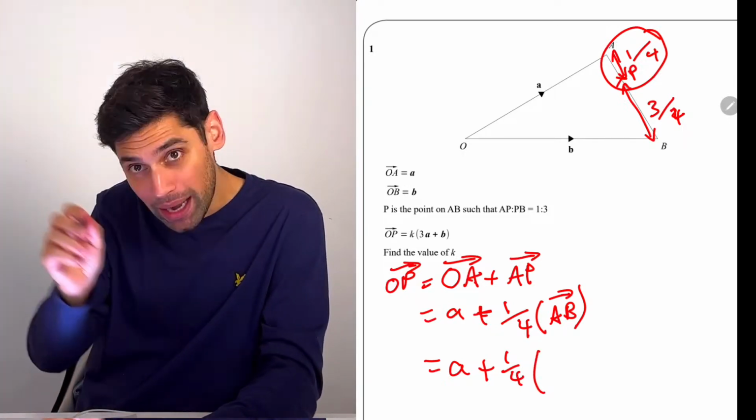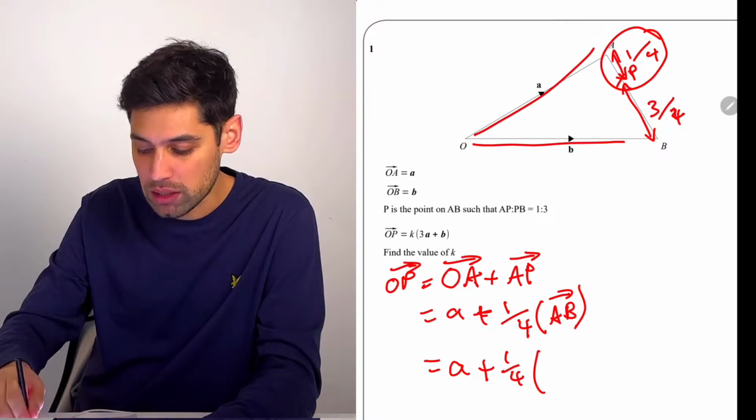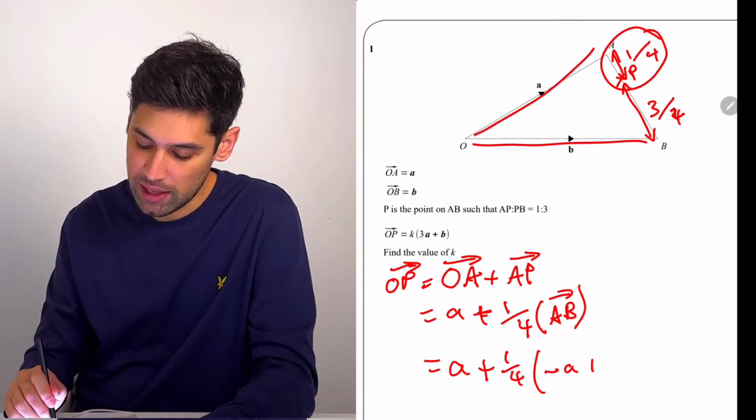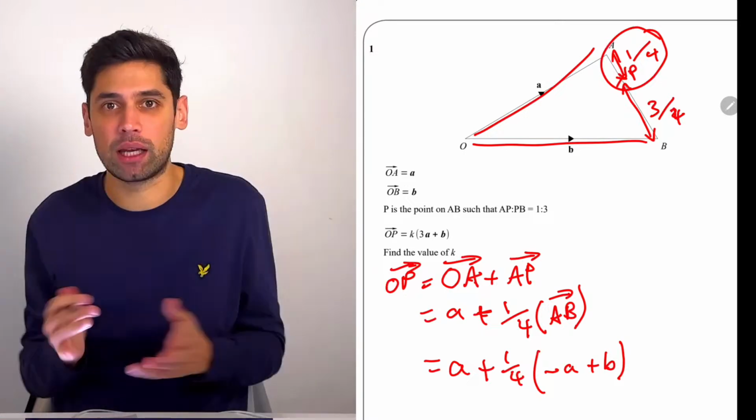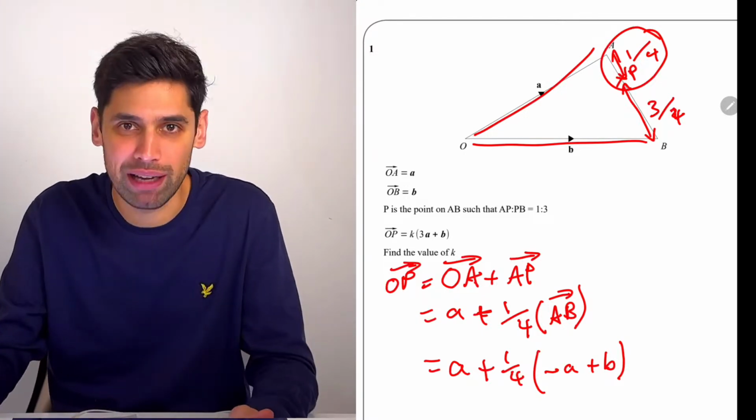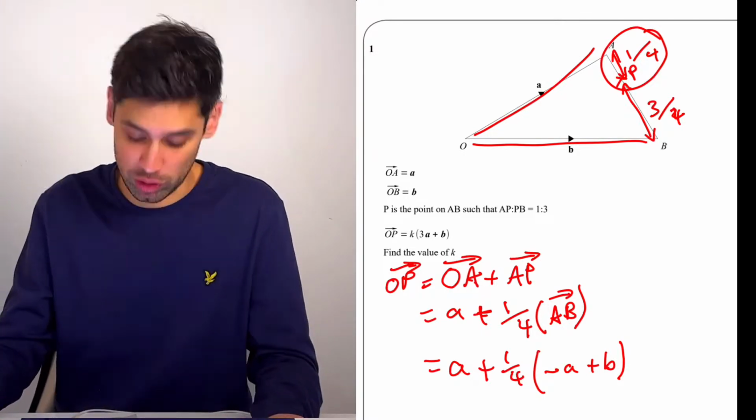It is going to be minus A plus B. Minus A plus B. Then we can expand that bracket and collect like terms. At this point, it's no longer really a vectors question. It's just an algebra question.